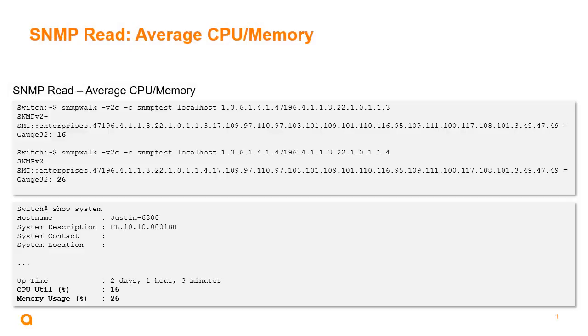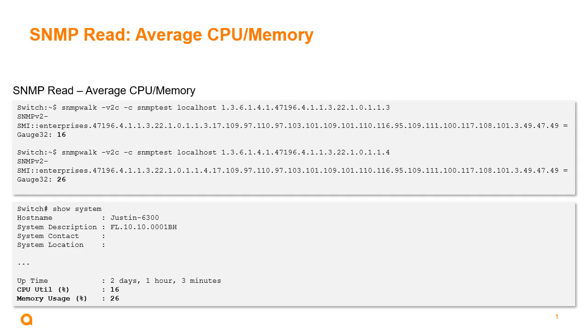So for the average CPU and memory, to read those values from the OID, we have the OID specific to that, which you can see the top one here ends in .3. If we do an SNMP walk in the switch for that OID value, we can see that it returns a 16, so that's the CPU. And then for the bottom one at .4, we get the value 26.